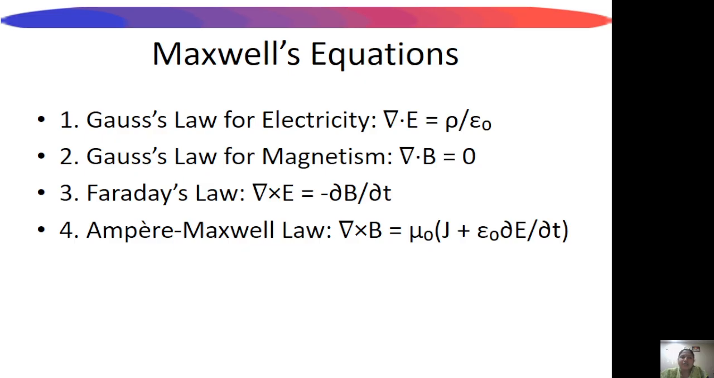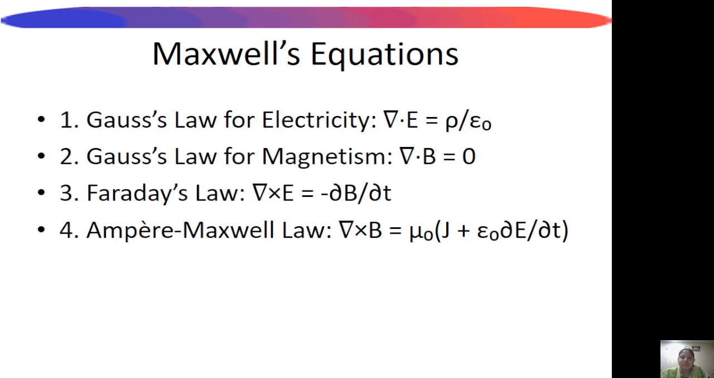Gauss' law for electricity states that electric flux is proportional to the charge enclosed, that is, del dot D is equal to rho by epsilon naught. Gauss' law for magnetism indicates that magnetic monopoles do not exist, that is, del dot B is equal to 0. Faraday's law explains electromagnetic induction, where a changing magnetic field produces an electric field. Del cross E is equal to minus dou B by dou t.